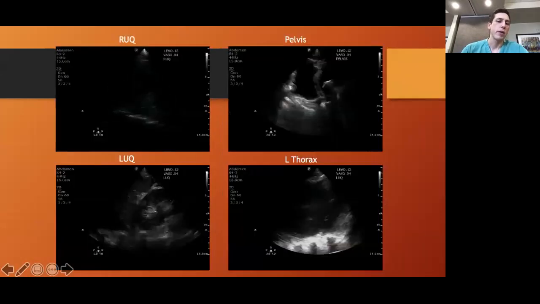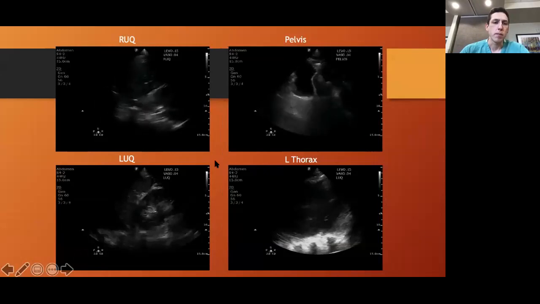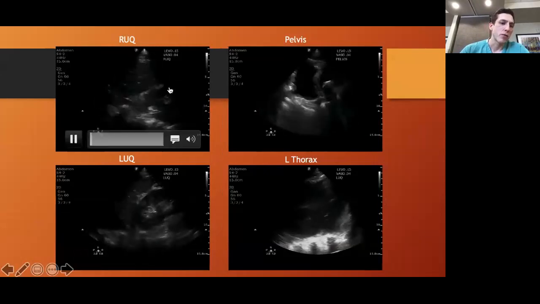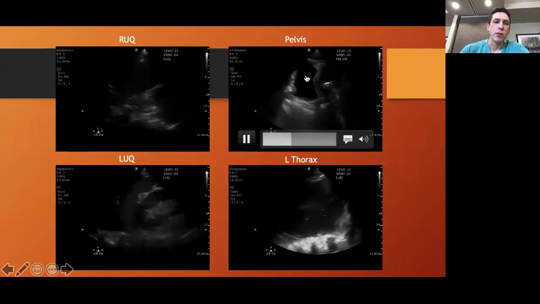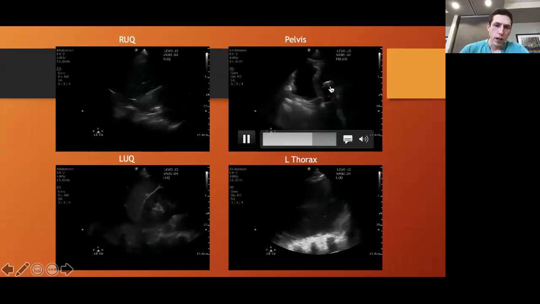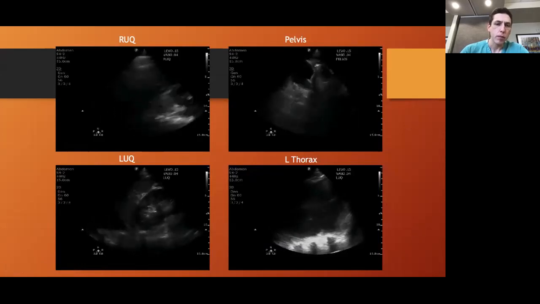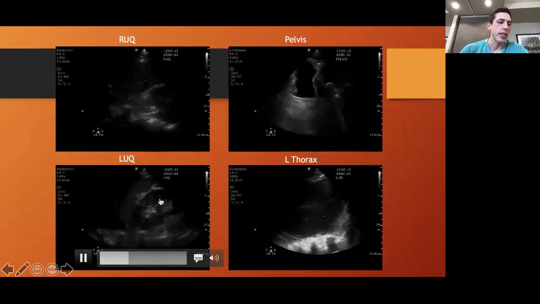We go on to repeat a FAST exam. And sorry, these will take a moment to load. In the right upper quadrant, we see that there is possibly some trace fluid in Morrison's pouch. In the pelvis, we see a moderate amount of simple anechoic fluid. And you can see here his Foley catheter in a decompressed bladder.